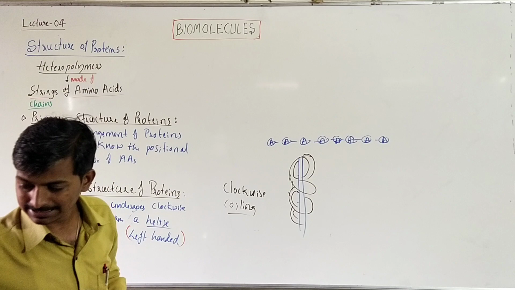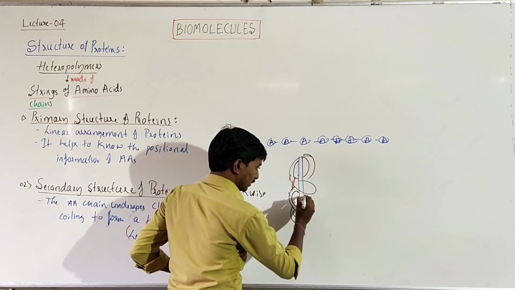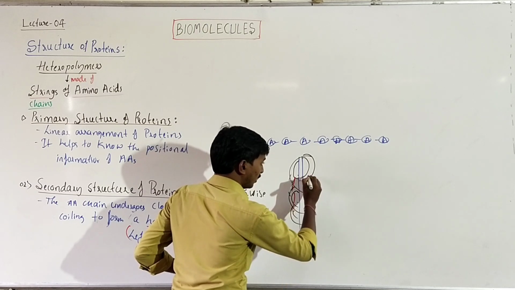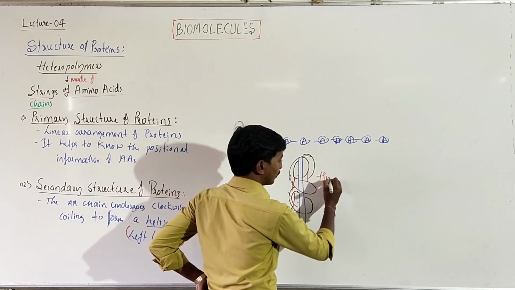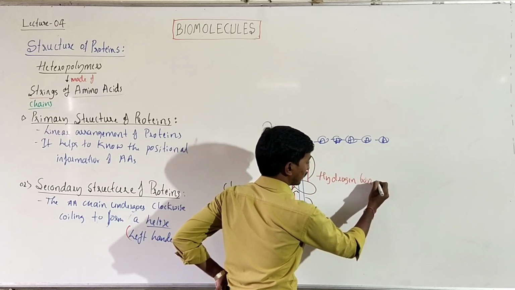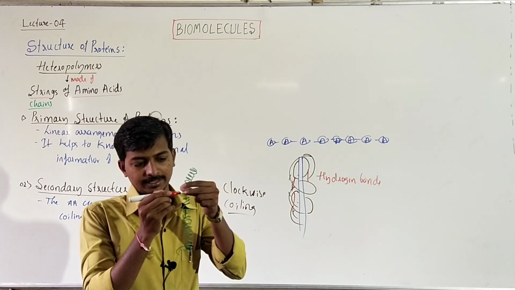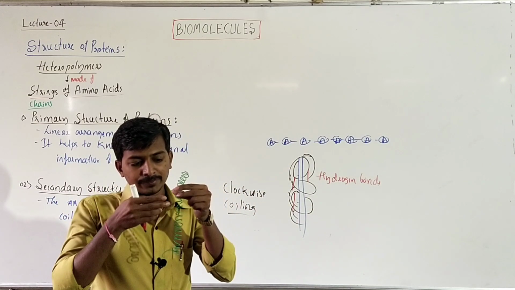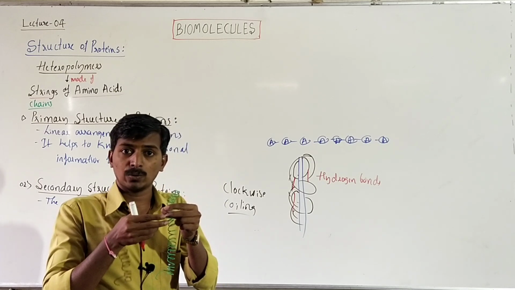For these helices, from this helix to this helix, this to next, like that. Between every helix there are many hydrogen bonds. For example, here you see one round, next round. Between these 2 rounds, what is the bond? The bond is named hydrogen bond.